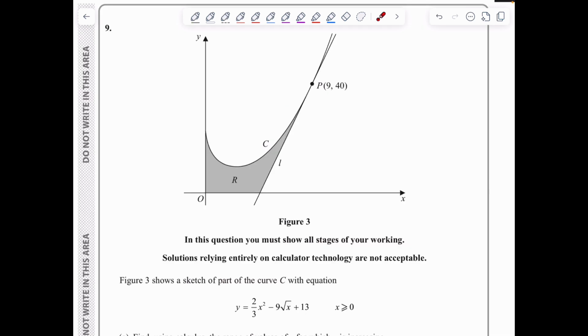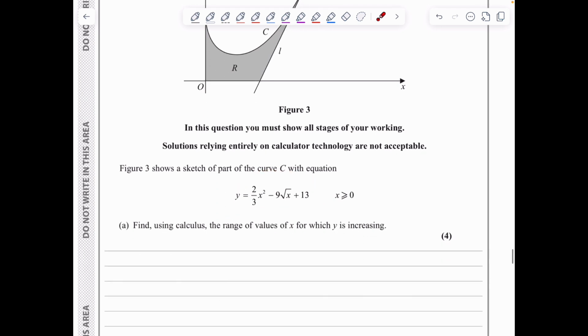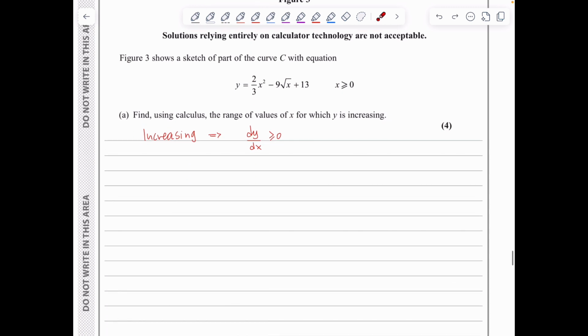In question 9, we've got a sketch of part of the curve with this equation here, and we need to use calculus. This means differentiation to find the range of values of x for which y is increasing. This means that we're looking at dy/dx being greater than or equal to 0. So the first thing to do is write the expression for y in index form.